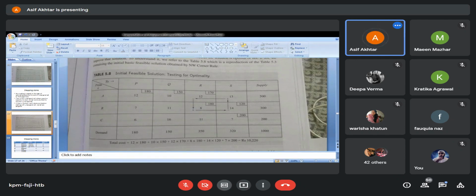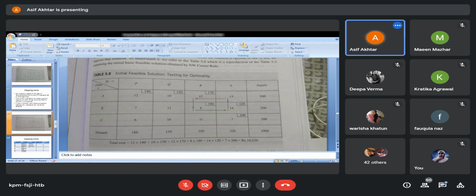And the criterion and the rule is that we have to make sure that none of the unassigned cells obtains a positive opportunity cost. In other words, if any unassigned cell obtains a positive opportunity cost, that means our initial feasible solution is not the optimal solution and we have to revise it. So we have to calculate the opportunity cost of every empty, unassigned cell and see that no opportunity cost comes out positive.